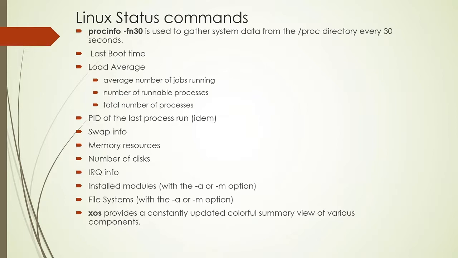So average number of jobs running, number of runnable processes, total processes, PIDs, swapping information, memory resources on the server, number of disks, IRQ info, installed modules with the -a or -m option. So you can use procinfo -a or procinfo -m for modules. -a will give you all, -m will give you the specific modules. Also file systems are there. XOS provides a constantly updated colored summary view of various components. Now this XOS is not available on the Linux box, or I think it is deprecated from the last few releases.